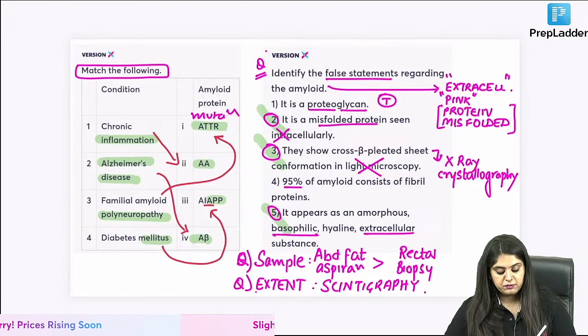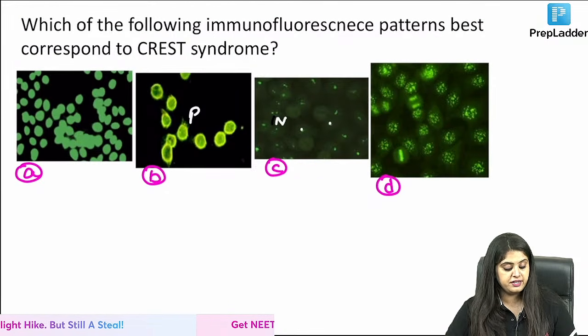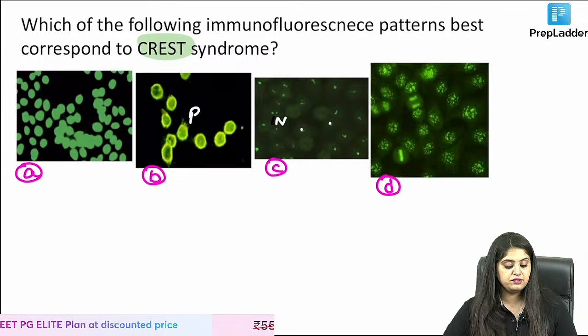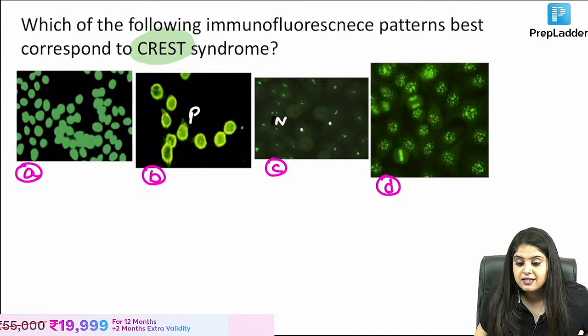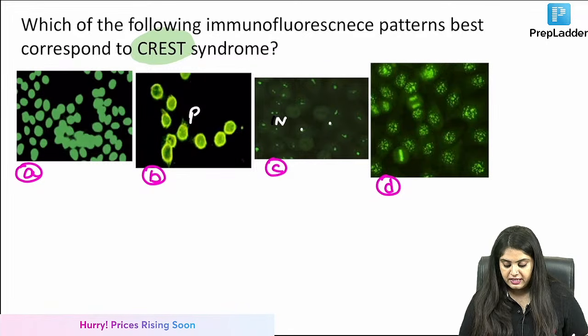Now I come to the next point, which you will tell me, which is everyone's worst dreaded topic. Which of the following immunofluorescence patterns do you see in CREST syndrome? Ma'am, you've procrastinated and saved the worst for the last. Usually it's the best, but the worst has been saved for the last. So batao. A, B, C, D.